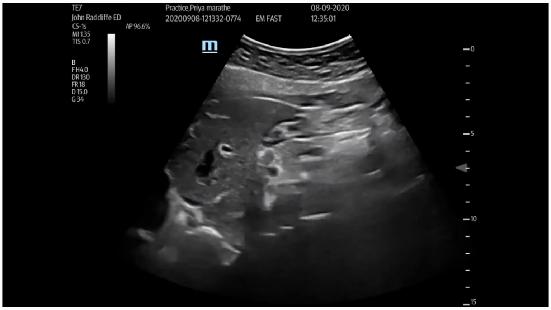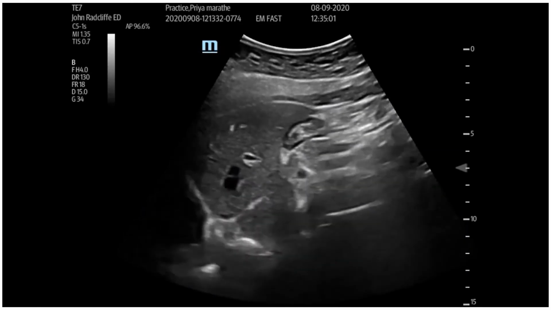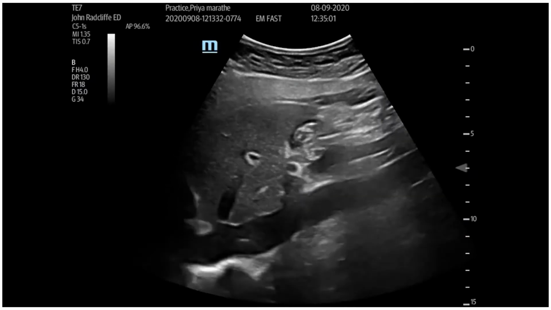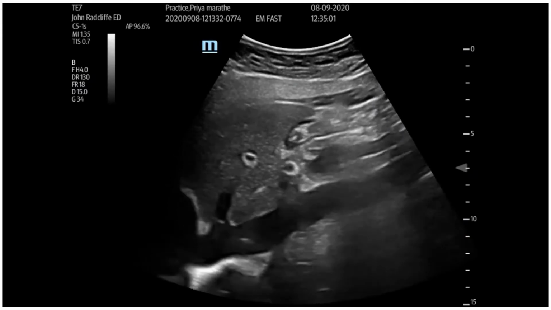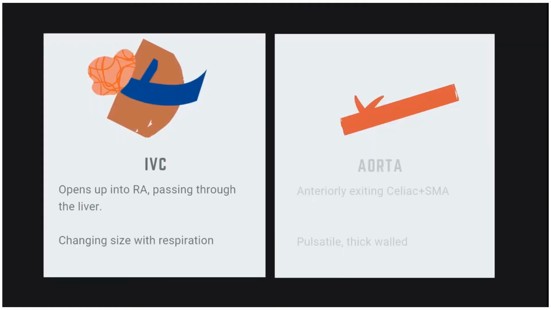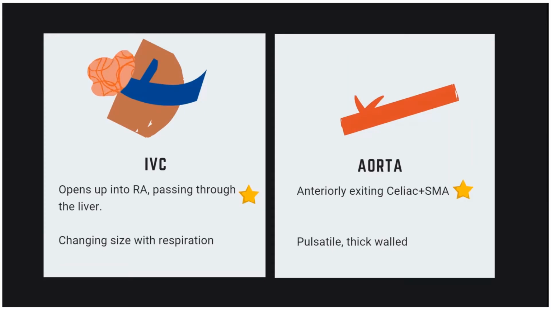Okay. So what does that look like? So I've put the probe down, I've tilted here to find the heart, and then I've rotated, I've done some sliding and fanning to find the IVC entering the heart. The IVC, you have to show for exam purposes, opening up into the right atrium and passing through the liver. This is an important part of your OSCE triggered assessment.